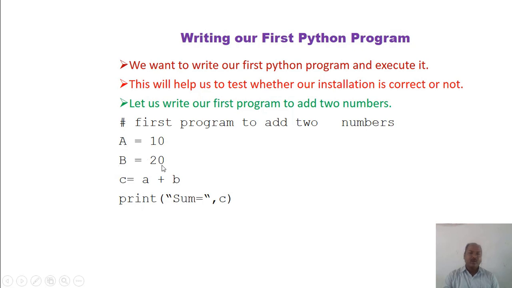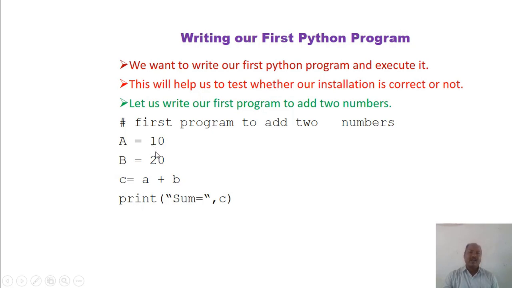The next statement, a equal to 10, b equal to 20, c equal to a plus b. We have written three assignment statements, a, b and c. What is the first assignment statement? a equal to 10. What is that? a is a variable, equal to is an operator, the assignment operator, and 10 is a value of type integer.